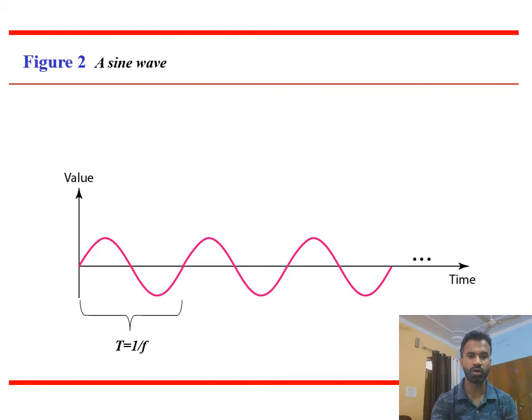Now there are two parameters associated with it. First one is time and second one is frequency. This one is the positive cycle, this one is the negative cycle. Time is defined as 1 upon frequency, or frequency is 1 upon the time. The larger the frequency, the lesser the time. Or in a better way, frequency is the number of repetitions per second, the number of times a signal repeats in a second.